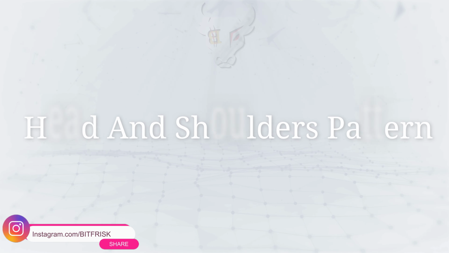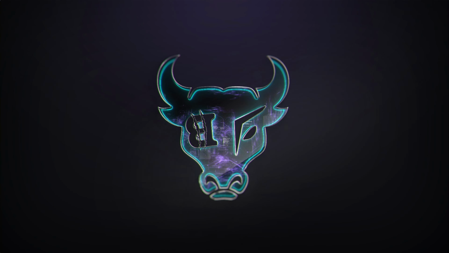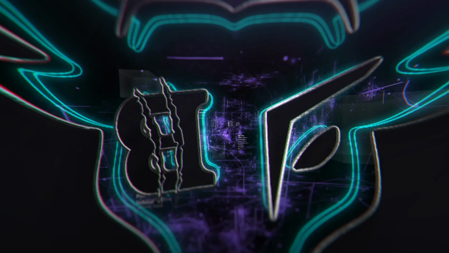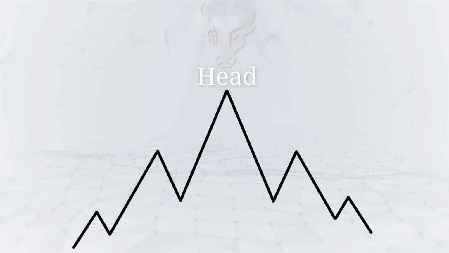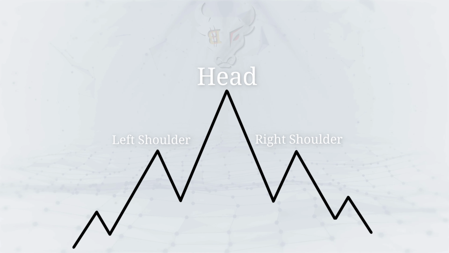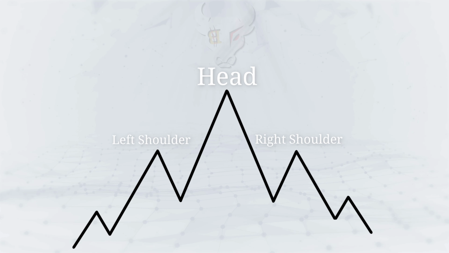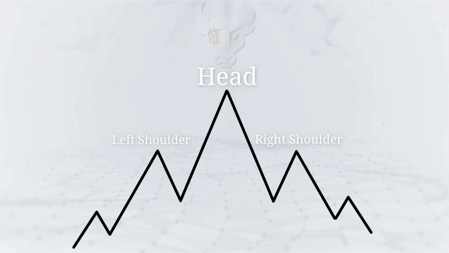Today we are going to learn about head and shoulders pattern. This pattern gets its name from having one longer peak forming the head and two level peaks on either side which form the shoulders. This pattern is one of the most reliable of all major reversal patterns that forms in an uptrend, indicating that we may have a downward movement of the price in the near future.